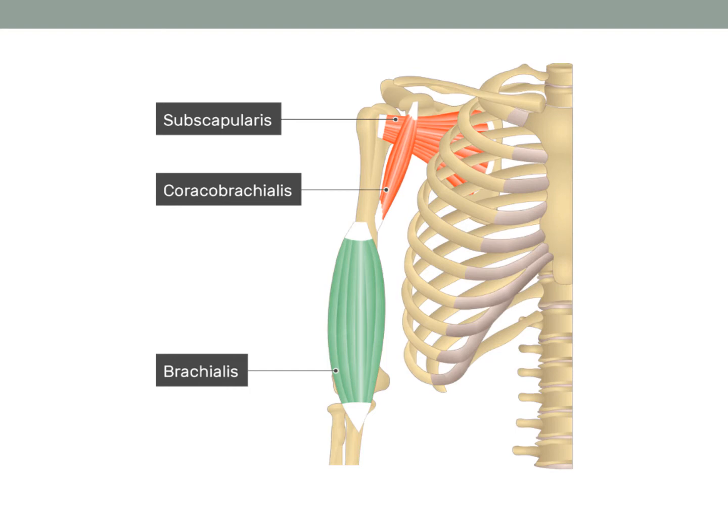So, in the green right here, as you can see, is the brachialis, and the main function is flexion. The origin is the anterior surface of the distal half of the humerus, and the coronoid process and tuberosity of the ulna is the insertion. And you can see that the brachialis covers that elbow joint.